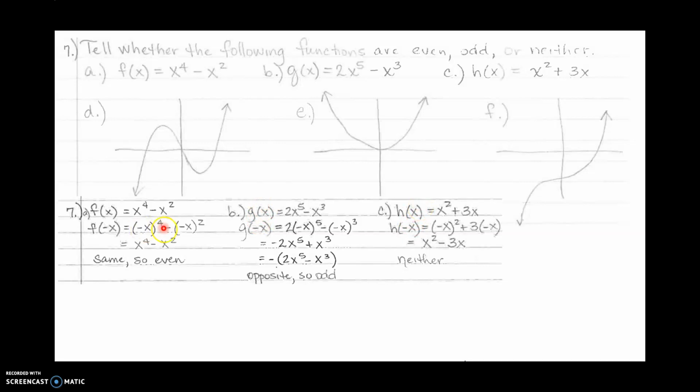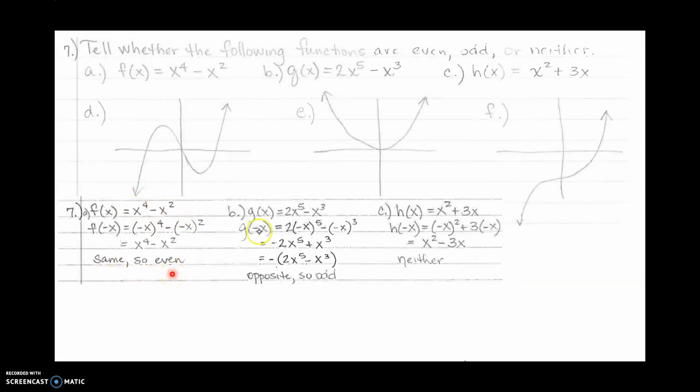So a negative to the fourth is positive, so that would be positive x to the fourth, minus a negative squared is positive, so negative x squared would be a positive x squared. So x to the fourth minus x squared. That is the exact same function that we started with. So when I get the same thing, it's even.